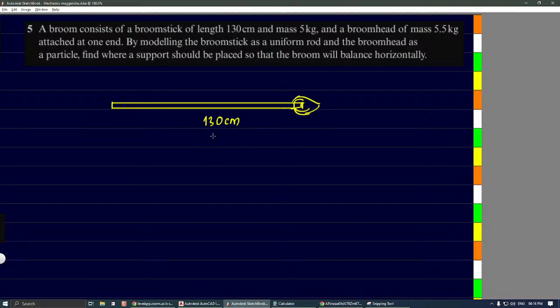So let us say the broom is coming up to this point and the center of mass of this head is at this point itself. So the broomstick is of length 130 centimeters, and the mass of the broomstick will act at the center, downward. 5g will be the mass of the stick, and at the end point, we are assuming that the center of gravity of the head is exactly at one end of the rod. So at the end point, 5.5g will be the weight that is acting.